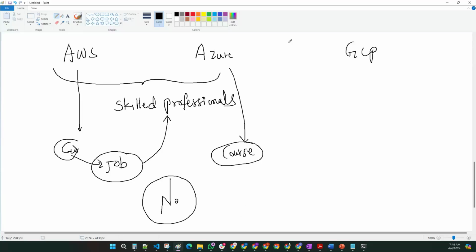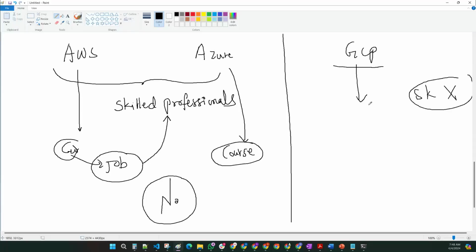Now, on the other hand, you have GCP. GCP is not an established market. It is a growing platform. So you don't find skilled persons here, because it has itself been available only for the last 3 years. I am the only person who has 4 years of experience, because even people did not know about GCP.